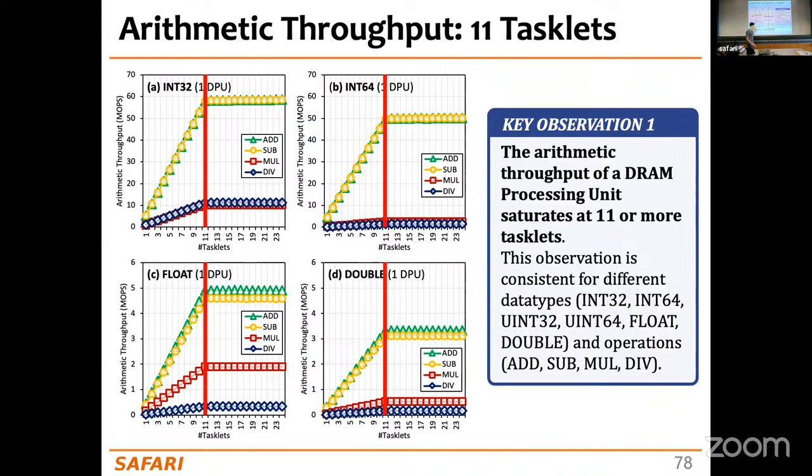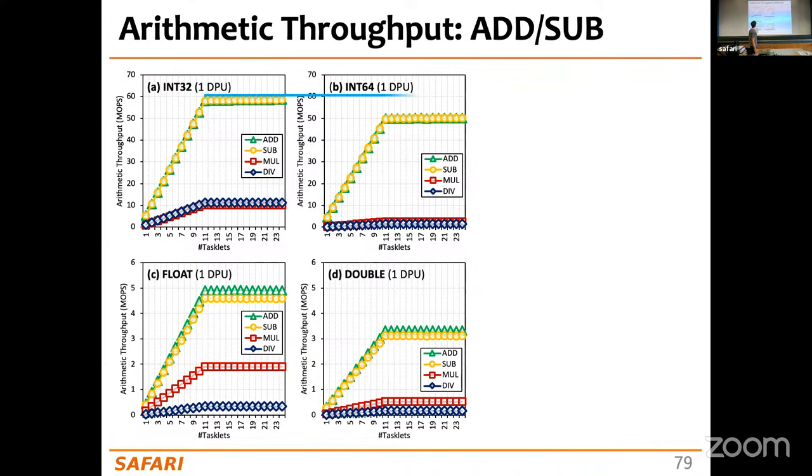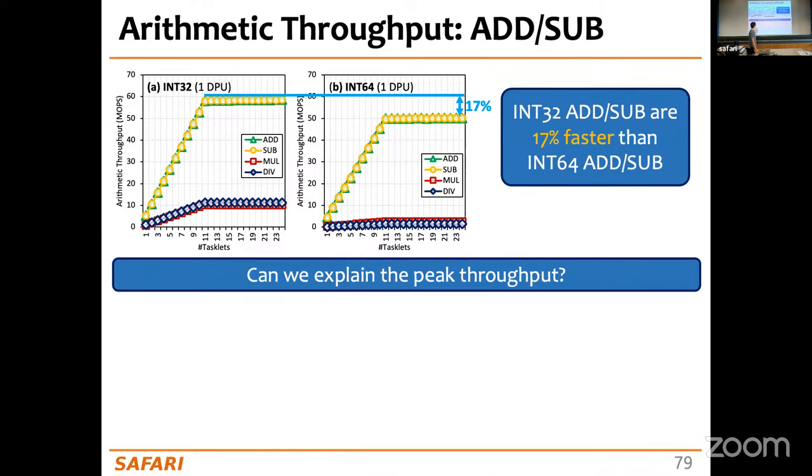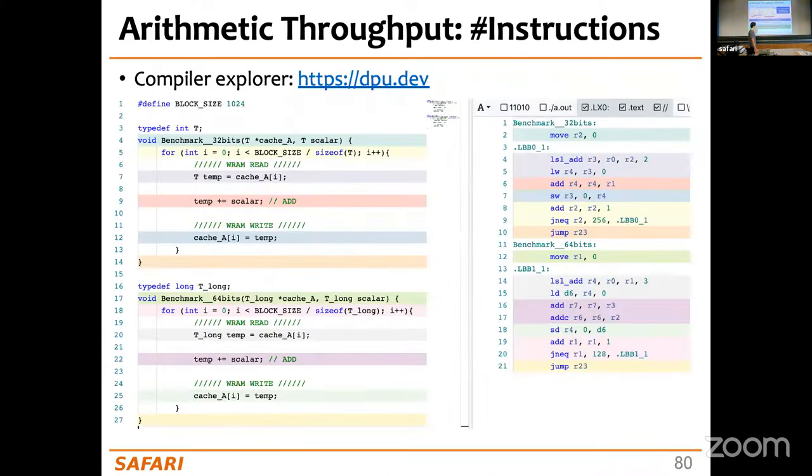That's in all cases. The next thing that we observe is that the 32-bit integer addition is a bit faster than the 64-bit integer addition. And then we can take a closer look at the code and see why this happens. This is a nice tool that you can use yourself. It's called Compiler Explorer. There is a pointer to it in the handout that you will get for the lab.